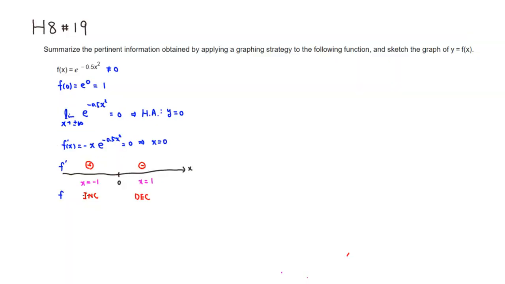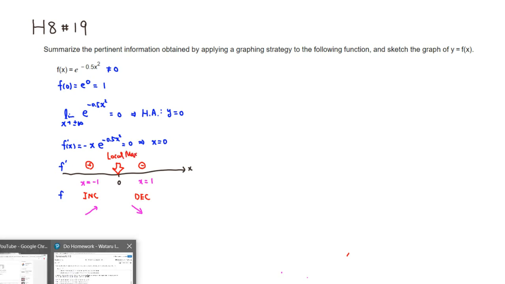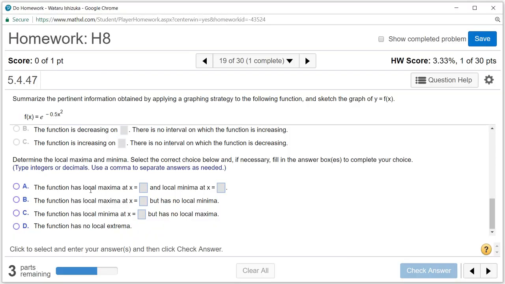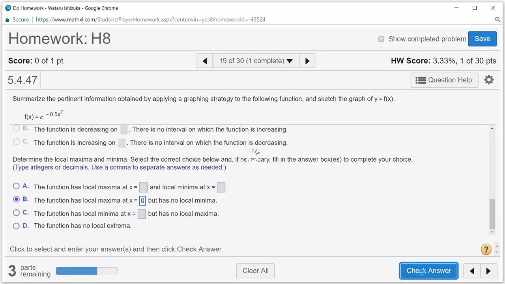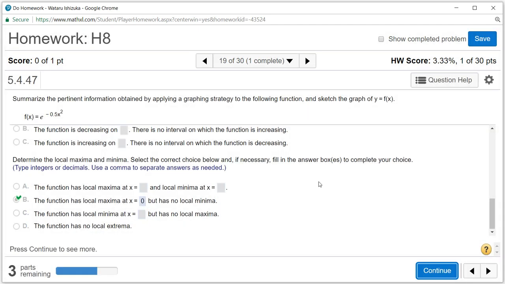All right, so the graph here is increasing, turning into decreasing. So we're looking at the top of the valley, so we're going to have a local maximum there. So local maximum at x equals 0. Right? So it has a local maximum at 0, but there's no minimum. Let's check the answer. We got that. All right, next one, and click to continue.